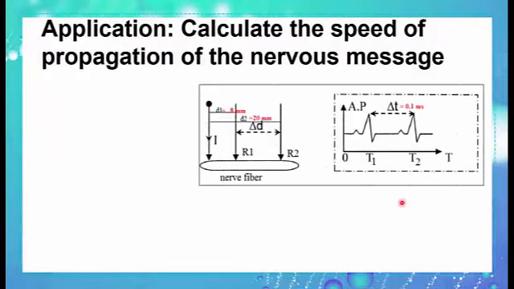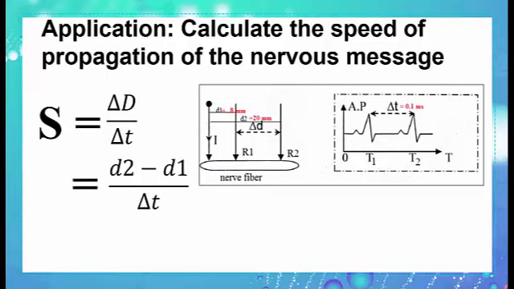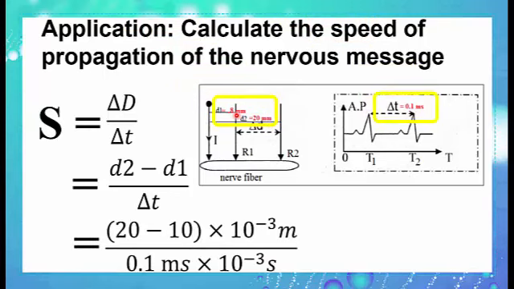As an application, we have this figure. They ask to calculate the speed. First, we have to write the rule S equal delta D over delta T. So delta D is D2 minus D1. D2 is 20 millimeter and D1 8 millimeter. And delta T is 0.1 millisecond.